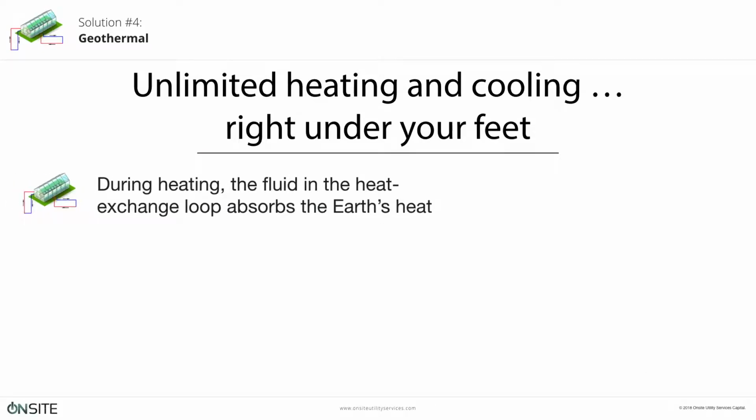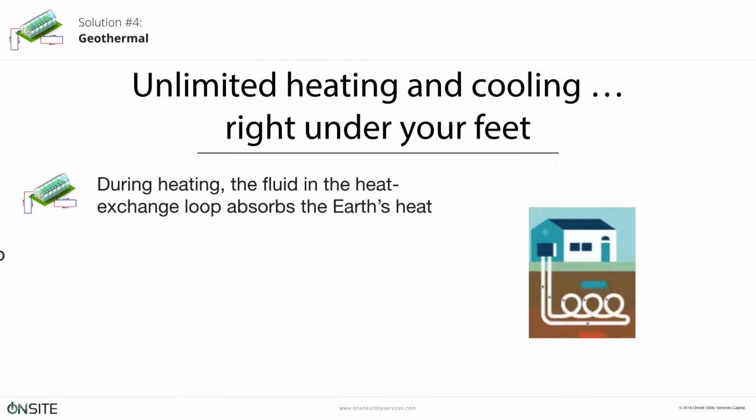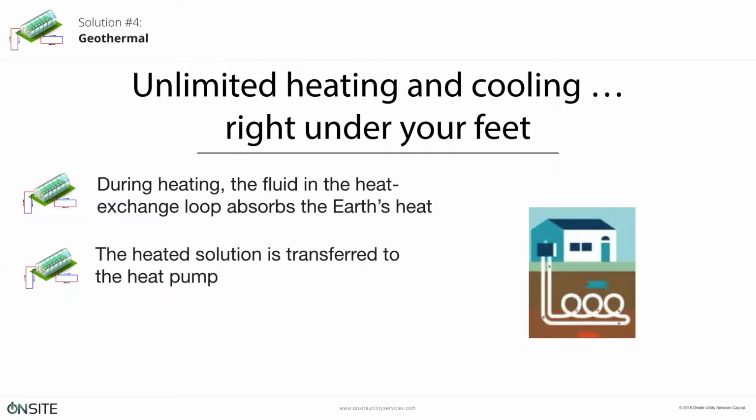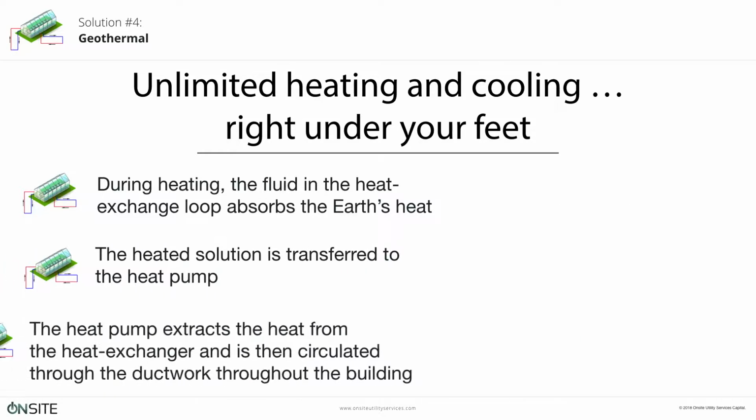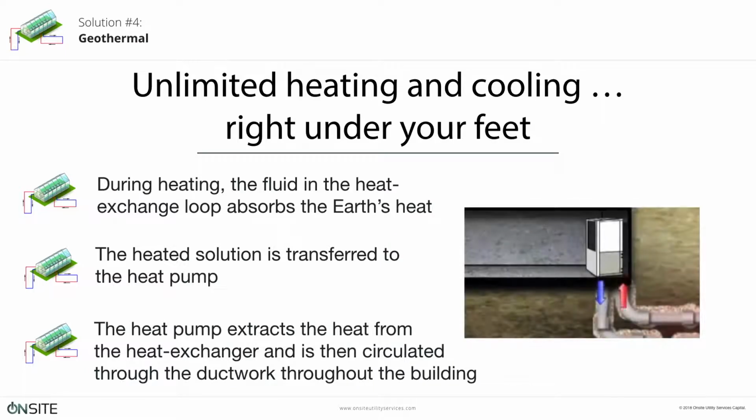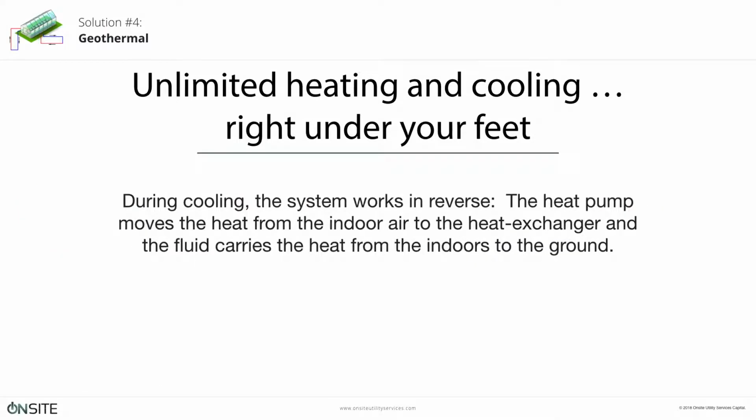During heating, the fluid in the heat exchange loop absorbs the Earth's heat. The heated solution is transferred to the heat pump, and then the heat pump extracts the heat from the heat exchanger, and it is then circulated through the ductwork throughout the building. During cooling, the system works in reverse. The heat pump moves the heat from the indoor air to the heat exchanger, and the fluid carries the heat from the indoors to the ground.